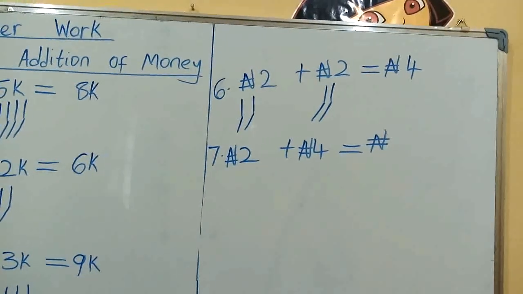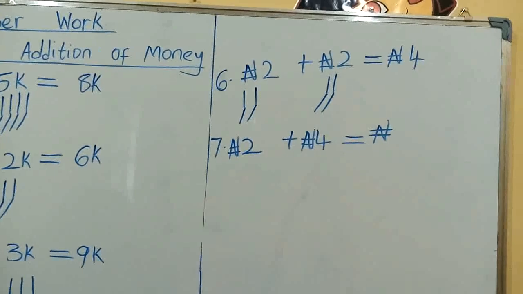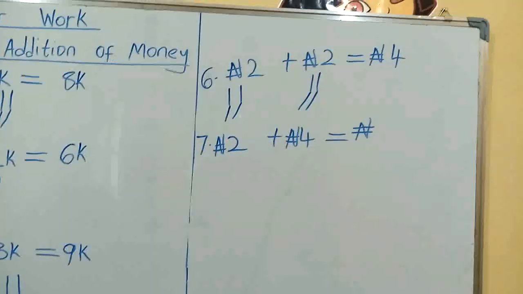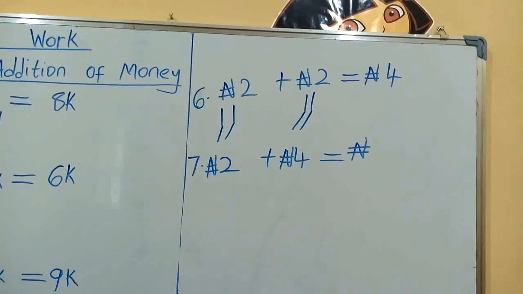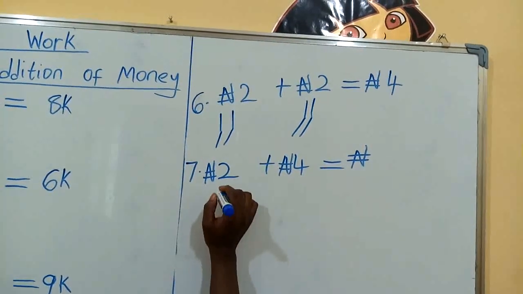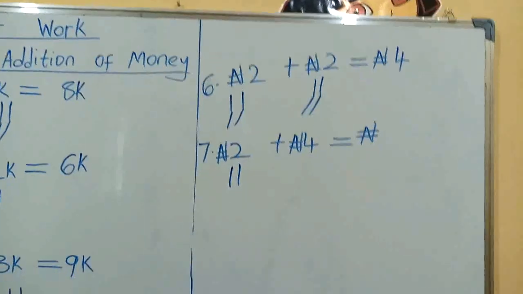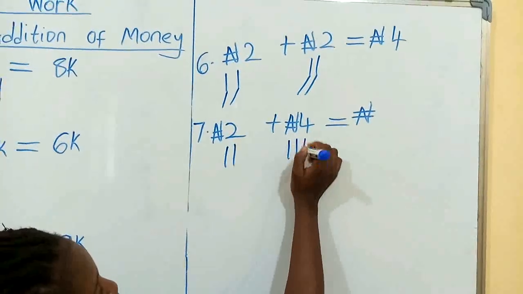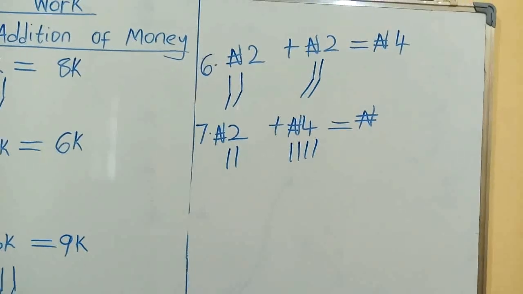What is the first thing you will do? The first number you count, is it 2 or 4? We count 2. Okay, 1, 2. What will we do to 4? We count 4. Let's count 1, 2, 3, 4. After counting it, what will we do?